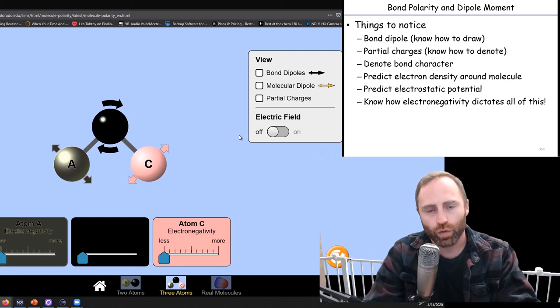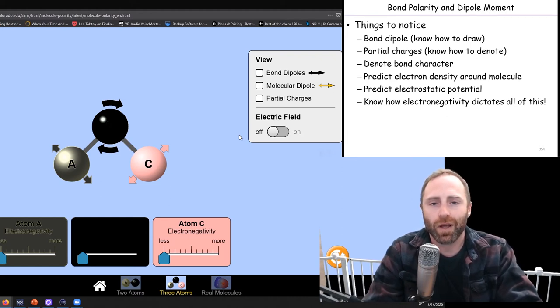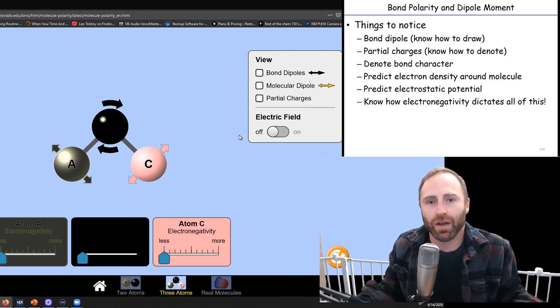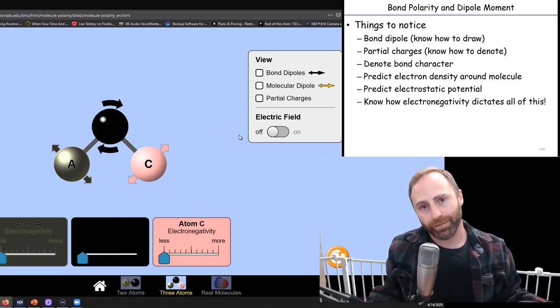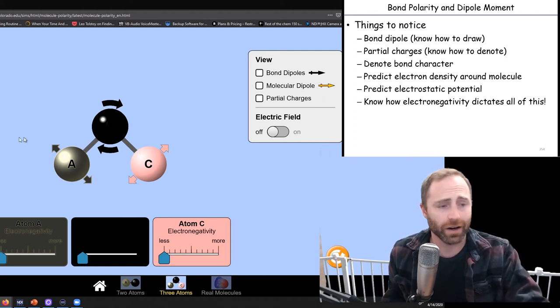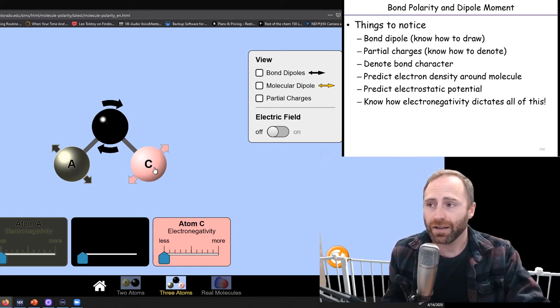So there's very few diatomic species in the world. They're very important, sure, but there's very few. Most of the time, the molecules that we're going to work with in general chemistry are going to be made up of three or more atoms. So something like you might see here, we've got our A, we've got our B, the black ball here, and the C, this pink ball.